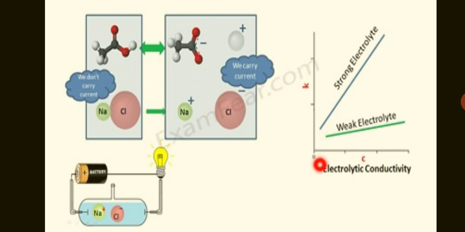If we take concentration on the x-axis and conductivity on the y-axis, then if the concentration of a strong electrolyte increases, the electrolytic conductivity also increases. But in case of a weak electrolyte, there is a slow increase in electrical conductivity with concentration, whereas in case of a strong electrolyte, there is a sharp increase in the electrical conductivity.